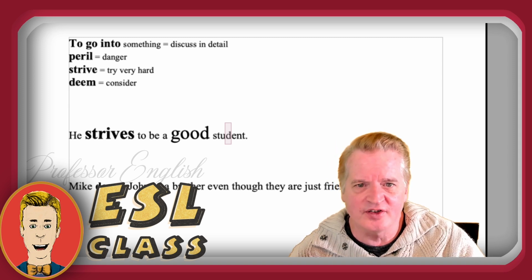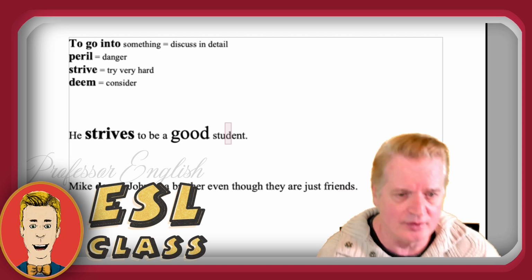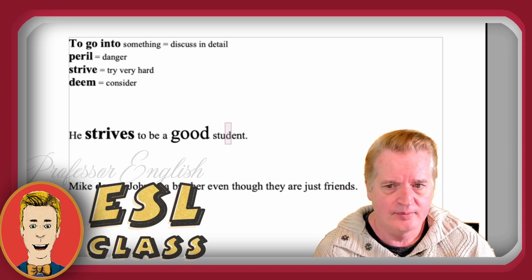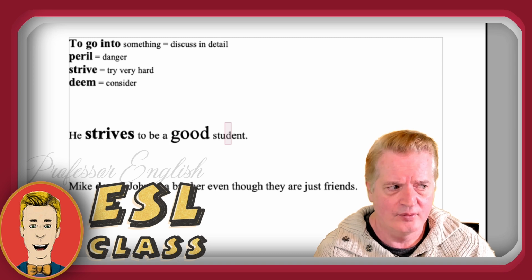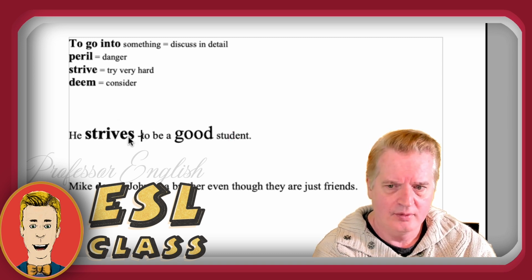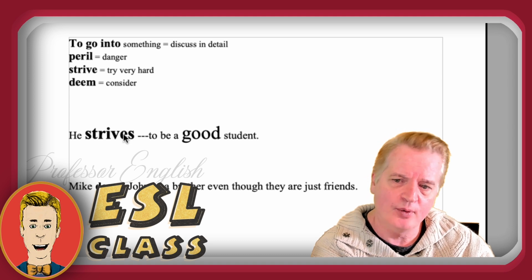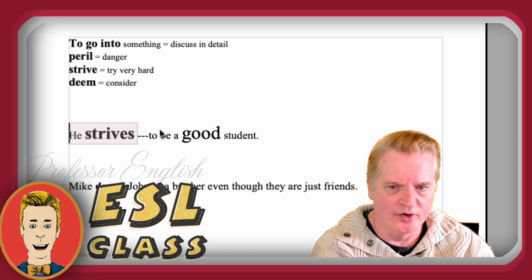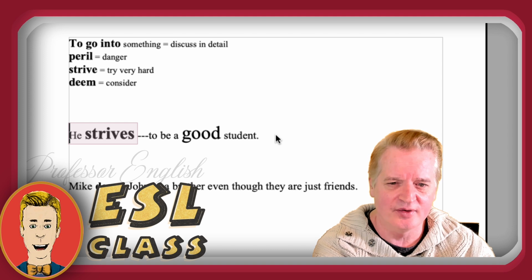How many phrases can you divide that sentence into, do you think? He strives is the first, and next is to be a good student. And how do you want to sound? Do you want to sound serious or do you want to sound nice and friendly?